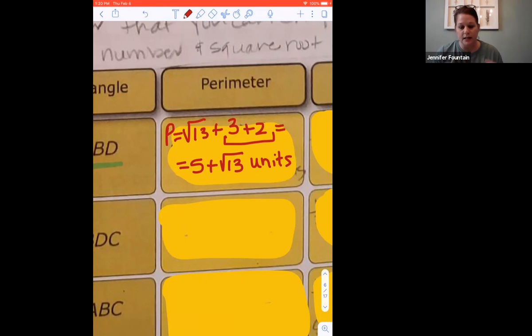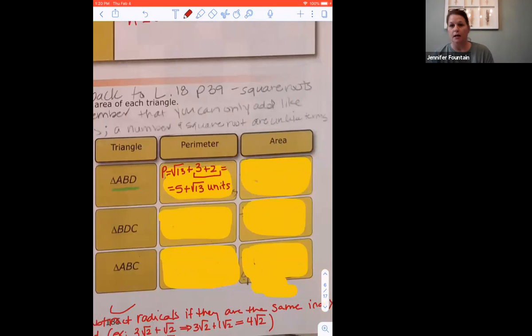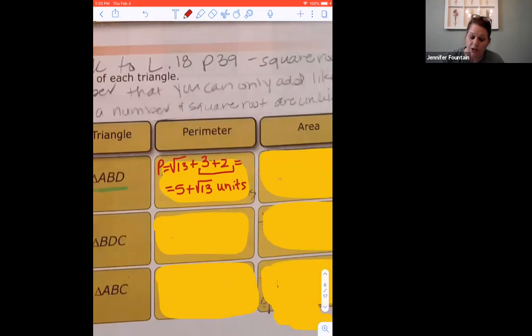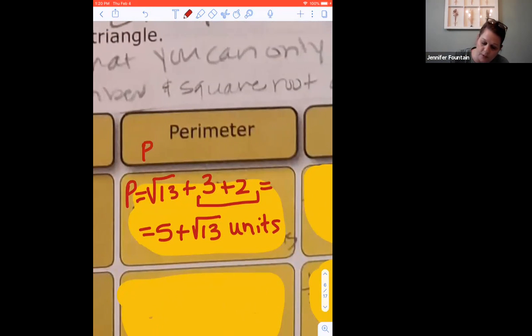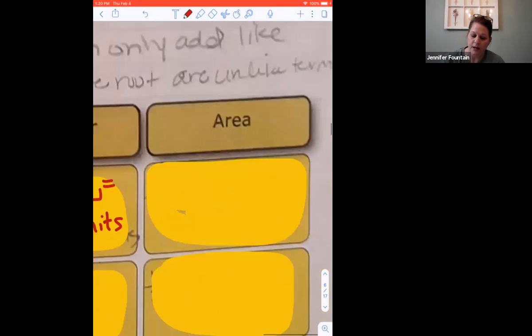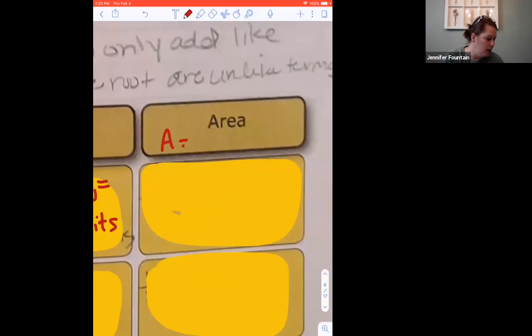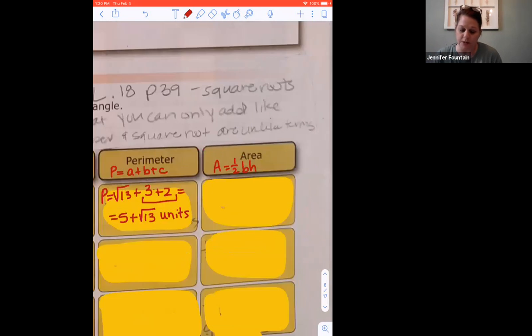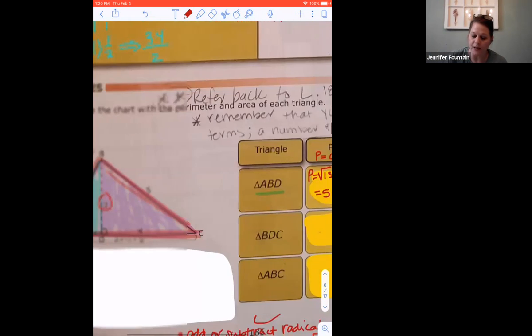All right, so let's look at our next part. We're doing area. So remember, area is 1/2 base times height. And actually, if you want to go ahead and put here in perimeter, perimeter equals A plus B plus C. You can write that formula there. And then for area, capital A equals 1/2 base times height. So I'm going to go back to that triangle.